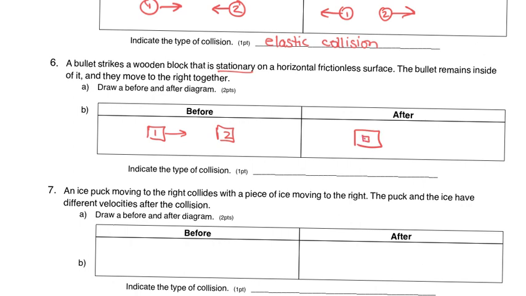I guess you could do this, or you could still just do they're together, 1 and 2. It doesn't have to be fancy drawing for this, guys. But the important thing to recognize is at the beginning they're apart, at the end they're together. So that's an inelastic collision.